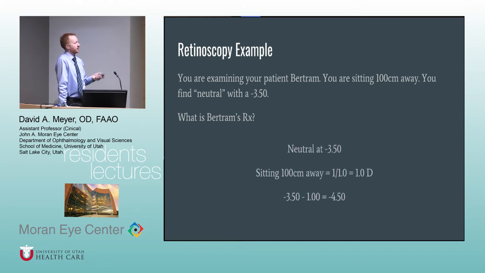So same kind of thing, 100 centimeters away, so you go 1 divided by 1, because it's 100 centimeters and you're converting it to meters. So it's 1 diopter. So if you're finding a -350, you subtract 1, the Rx is -450. This is for glasses. Same kind of thing.